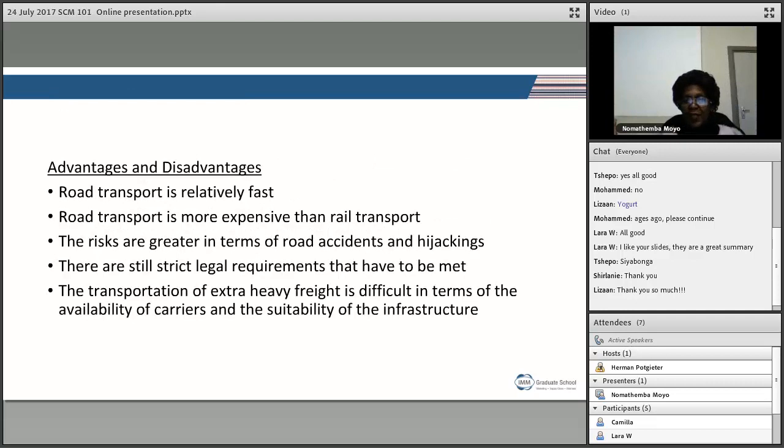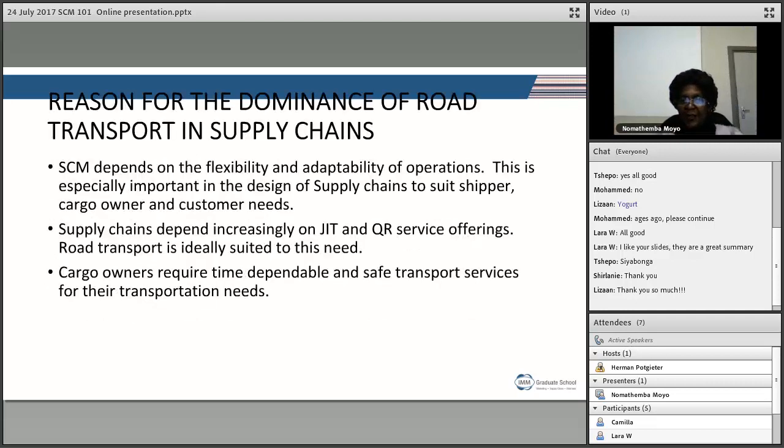Then we have the modes of transport. These you can look at to know the advantages and disadvantages. These go on. Advantages and disadvantages of each. Road transport: advantages, disadvantages. The reason for the dominance of road transport in supply chains.